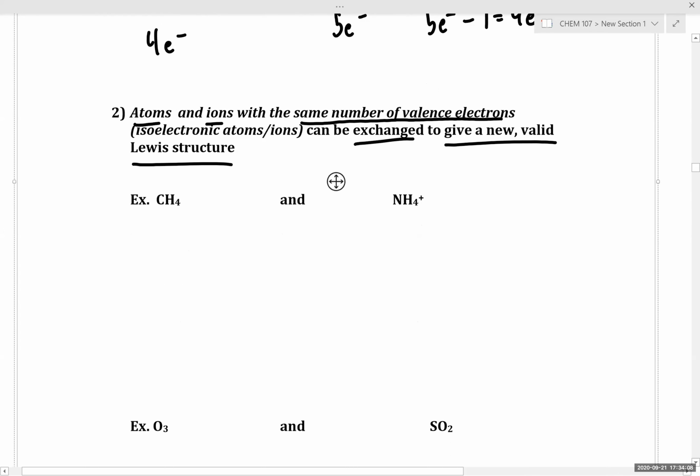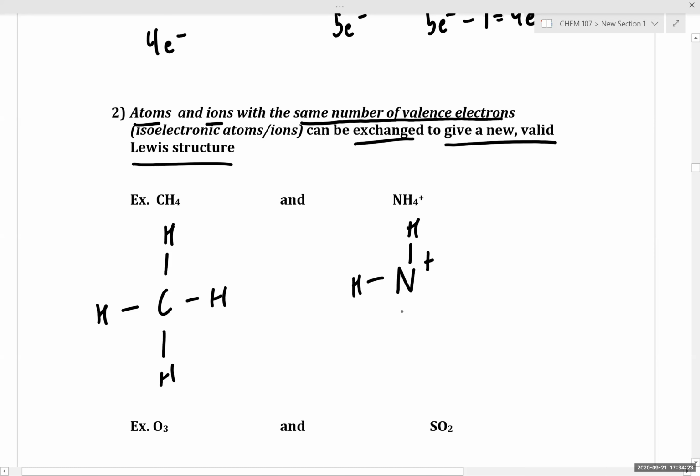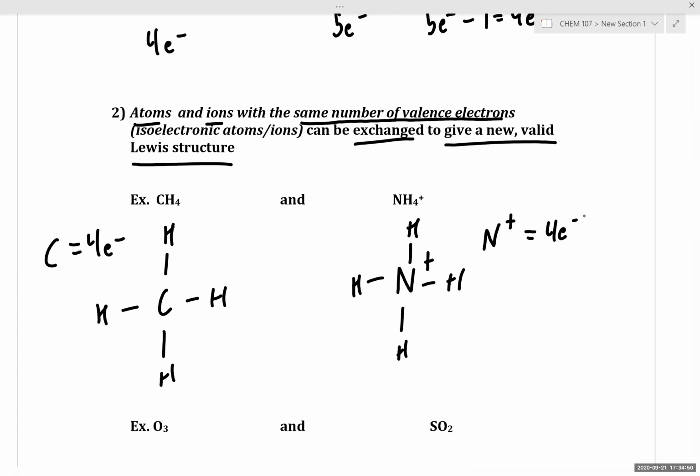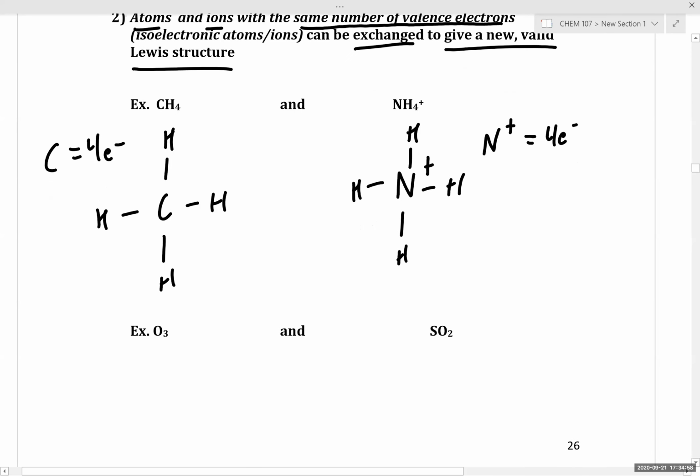So for example, when we drew the structure for methane, which is CH4, the structure for methane looks something like this. Now, if we think about ammonium, which is NH4+, we notice that these two structures bear striking similarity to each other. That's because we've essentially drawn a structure with the same number of valence electrons. Carbon has 4 electrons, nitrogen plus has 4 electrons as well. So this is a method to quickly draw Lewis structures, drawing from the pool of structures that you have already drawn and are already familiar with. So it's a method of building on your previous structural knowledge.